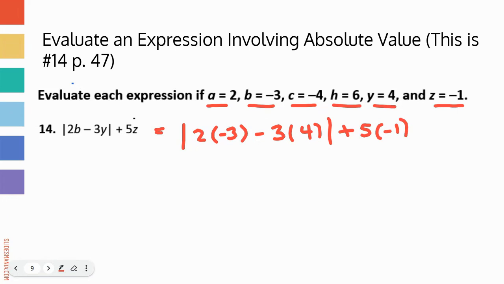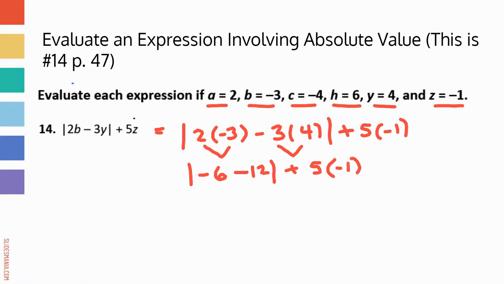Okay, so we are going to do order of operations. So we do inside of the absolute value symbols first. So we're going to do this multiplication, and I'm going to do the multiplication at the same time. So 2 times negative 3 is negative 6. And then negative 3 times 4 is negative 12. And then I have the plus 5 times negative 1, which is outside. Okay, I'm still working inside the absolute value symbols.